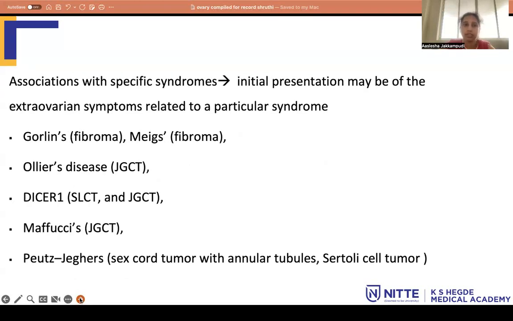A few tumors are associated with specific syndromes, so the initial presentation of the tumor may be because of extra-ovarian symptoms rather than the ovarian tumor itself. For example, fibroma can be seen in Gorlin syndrome associated with basal cell carcinoma, or Meigs syndrome associated with ascites and pleural effusion. Juvenile granulosa cell tumor is associated with Ollier disease. Sertoli-Leydig cell tumor and juvenile granulosa cell tumor can have DICER1 mutation. Maffucci syndrome is associated with juvenile granulosa cell tumor, and Peutz-Jeghers syndrome is associated with sex cord tumor with annular tubules and also Sertoli cell tumor.